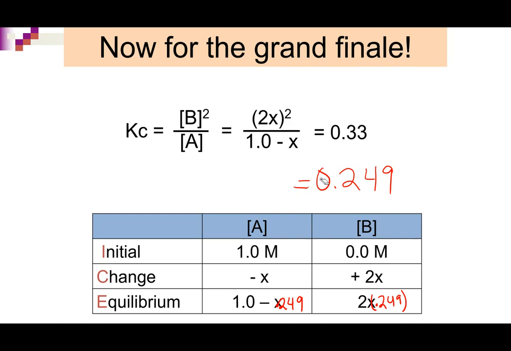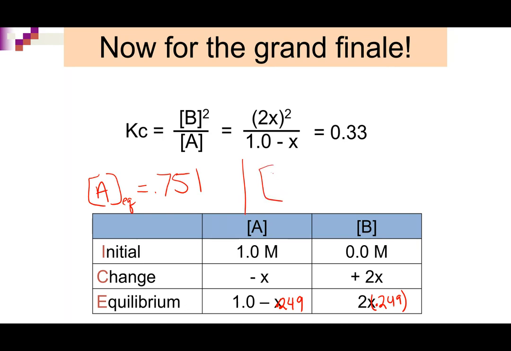So 1 minus 0.249 equals, so the concentration of A at equilibrium is 0.751, and the concentration of B at equilibrium, so I'm going to take 2 times 0.249 is 0.498. And remember, concentration is a molarity, so molar. Okay.